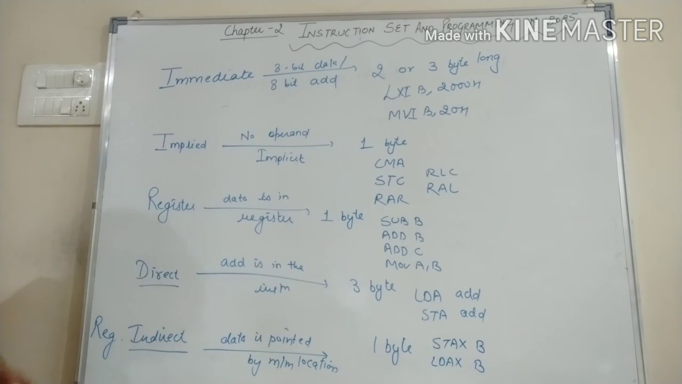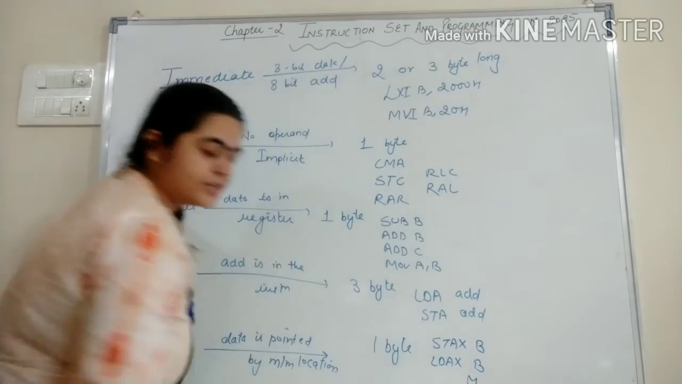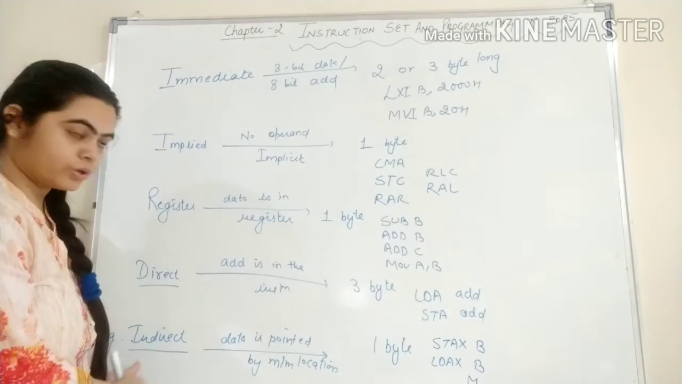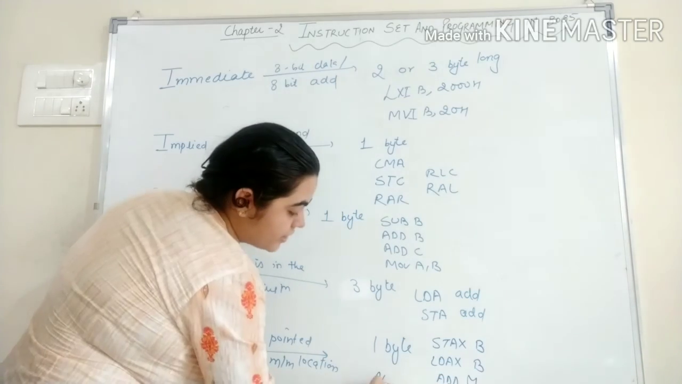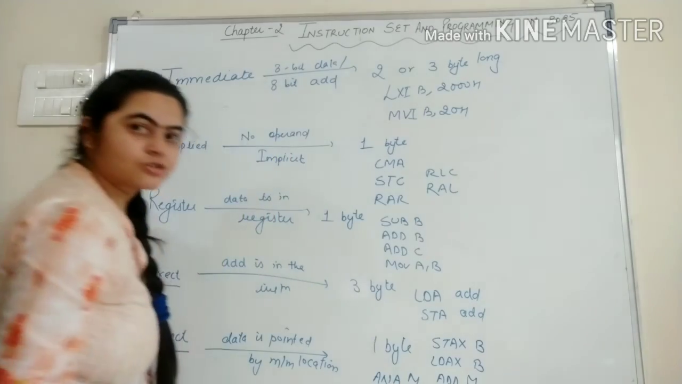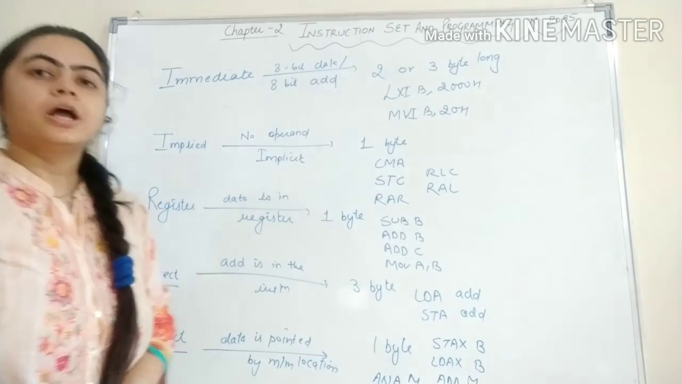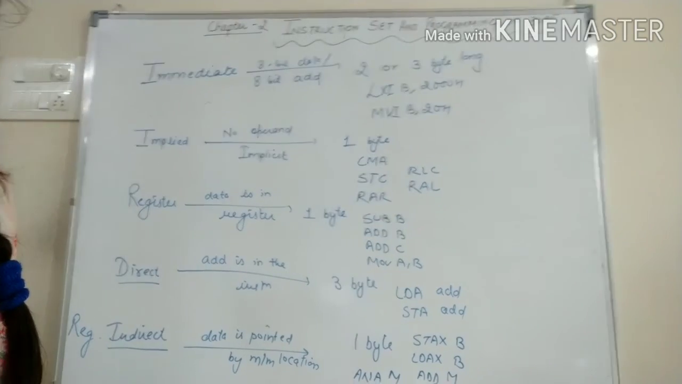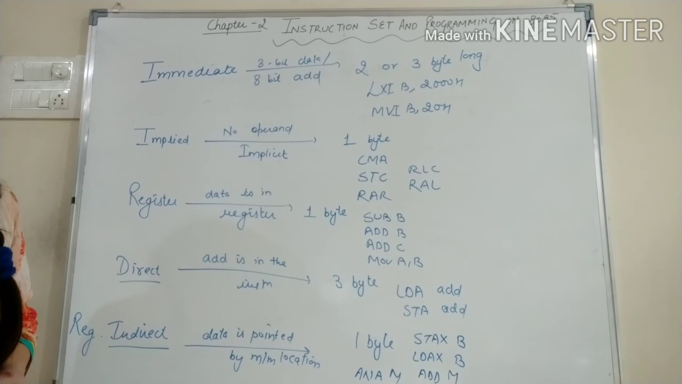Now students, one more hint to identify the indirect addressing mode. If M is given in the instruction, that means we are talking about the indirect addressing mode, like ADD M. We have ANA M, which ANDs the contents of the memory location pointed to by M with the contents of the accumulator. These types of instructions come under the indirect addressing mode. So this is all about the addressing modes of 8085.